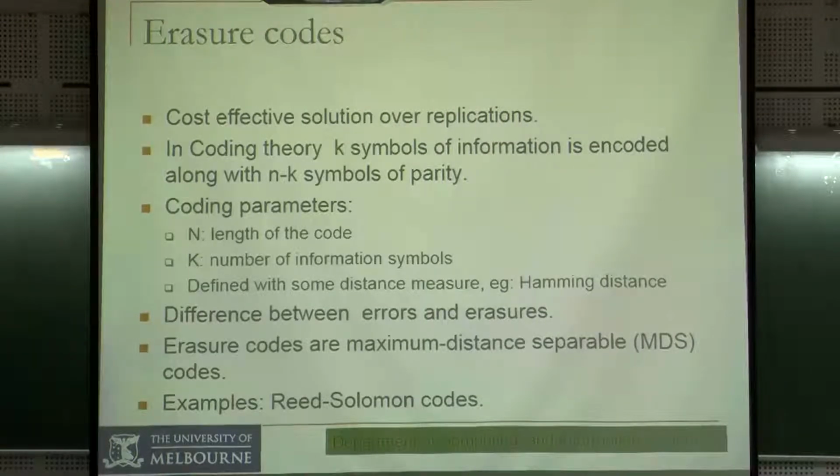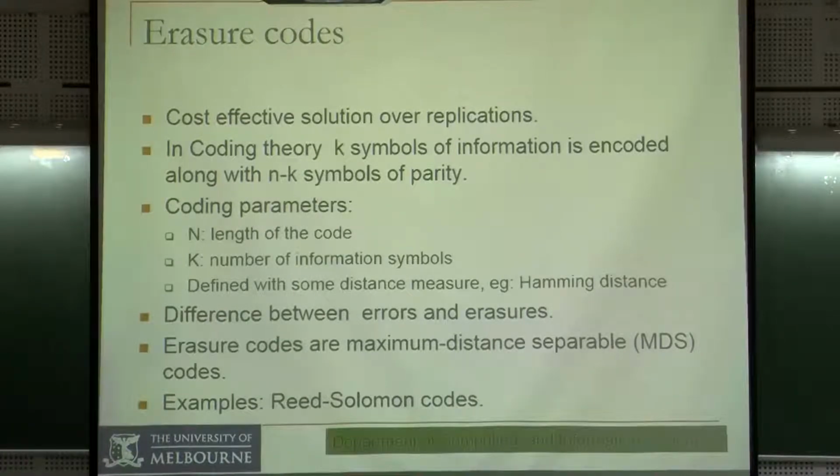Erasure code is a cost-effective solution over replication. That's been there already. So now I will throw in some ideas from coding theory. In coding theory, k symbols of information are encoded along with n minus k symbols of parity to make the whole length n. So normally that's the general definition; I'm making very vague definitions for coding theory at this time.